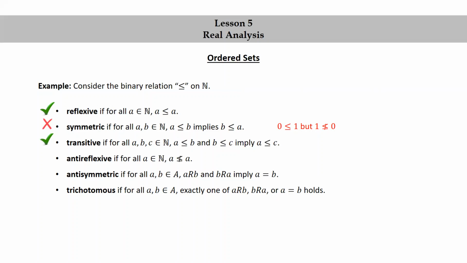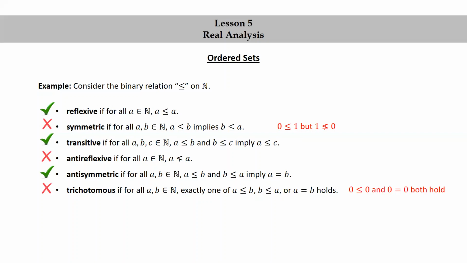Antireflexive, for all A in N, A is not less than or equal to A. That's false. Antisymmetric, for all A, B in N, A less than or equal to B and B less than or equal to A imply A equals B. That's true. Trichotomous, for all A, B in N, exactly one of A less than or equal to B, B less than or equal to A, or A equals B holds. That's false. 0 is less than or equal to 0 and 0 equals 0 both hold.